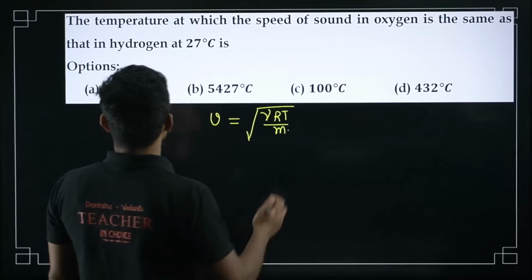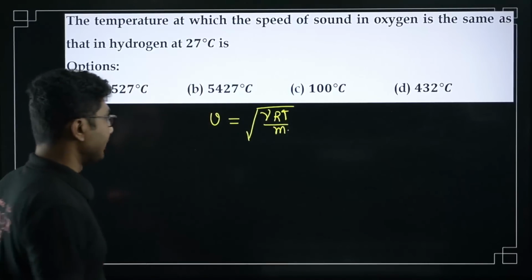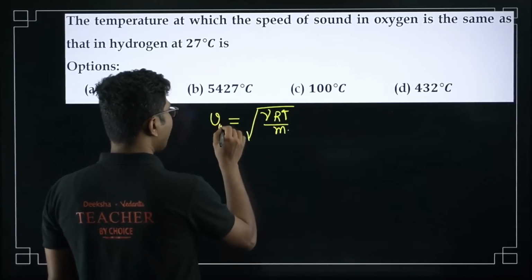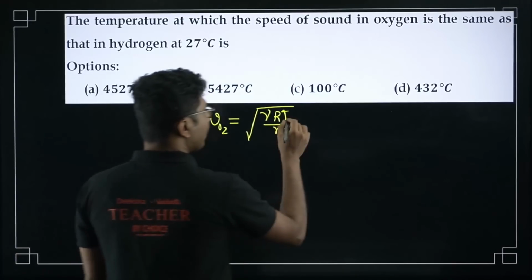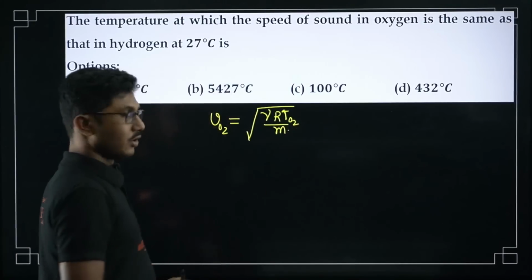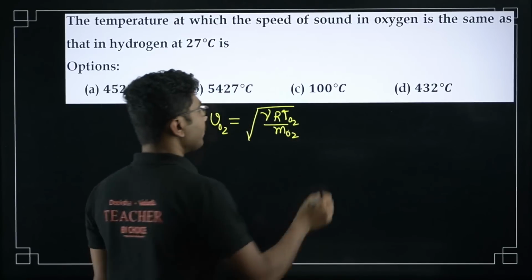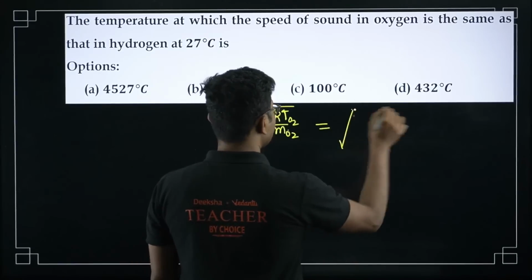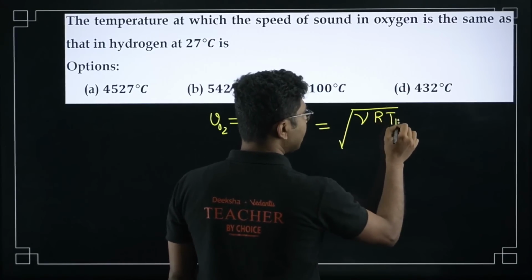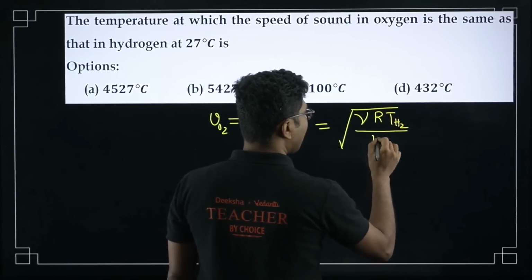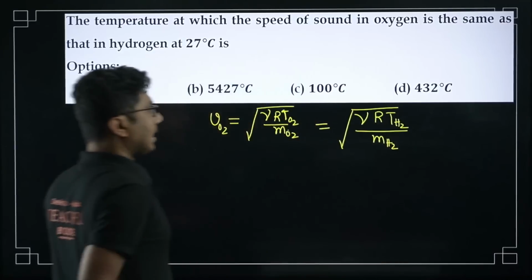The only thing is that the hydrogen temperature is given as 27 degrees Celsius. We need to find the temperature of oxygen. It says that V of O2 must be equal to that of hydrogen. Now we are trying to find the temperature of O2, and the mass of O2 is also our concern, because it is different from that of hydrogen. Gamma is the same, that's why we are not writing it. So TH2 divided by the mass of hydrogen.